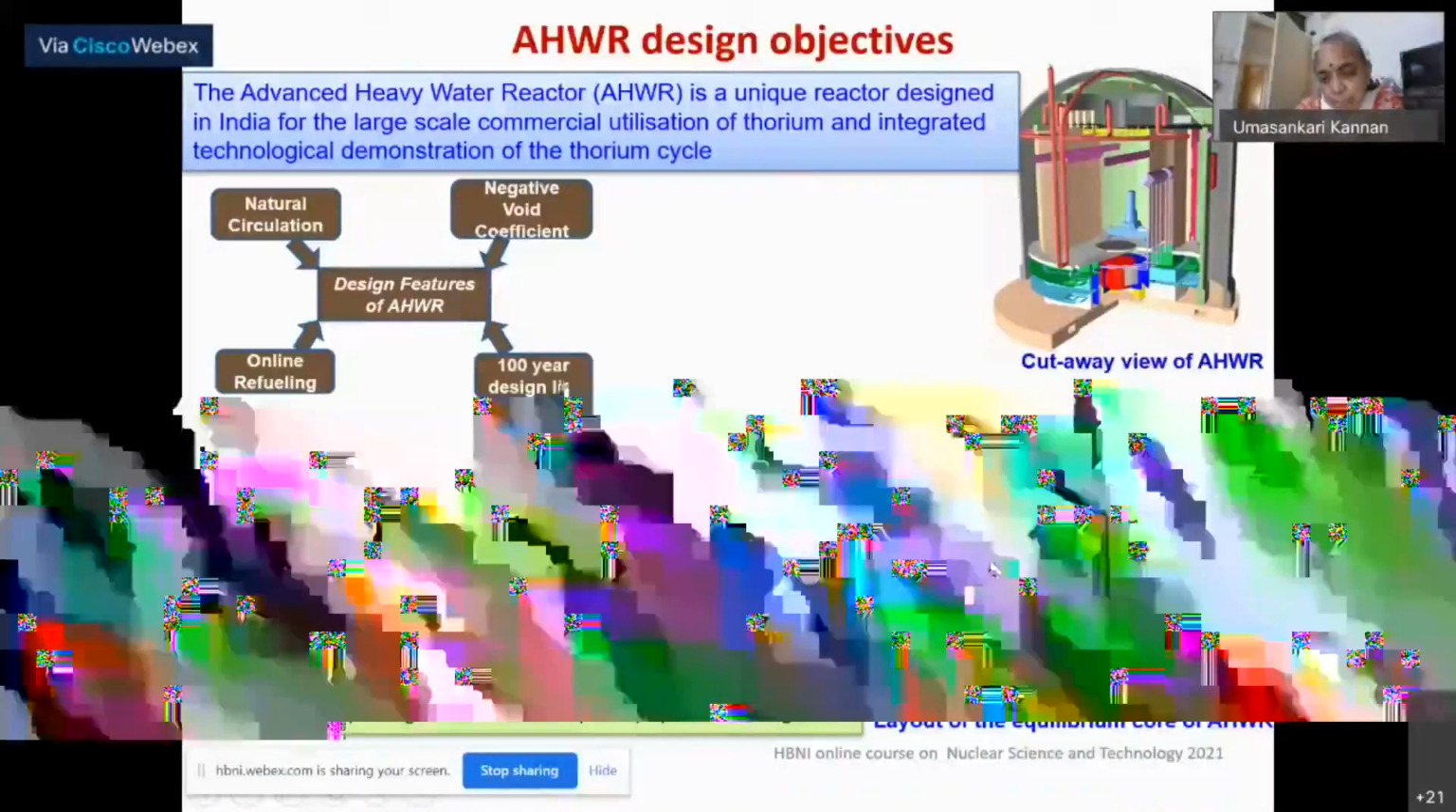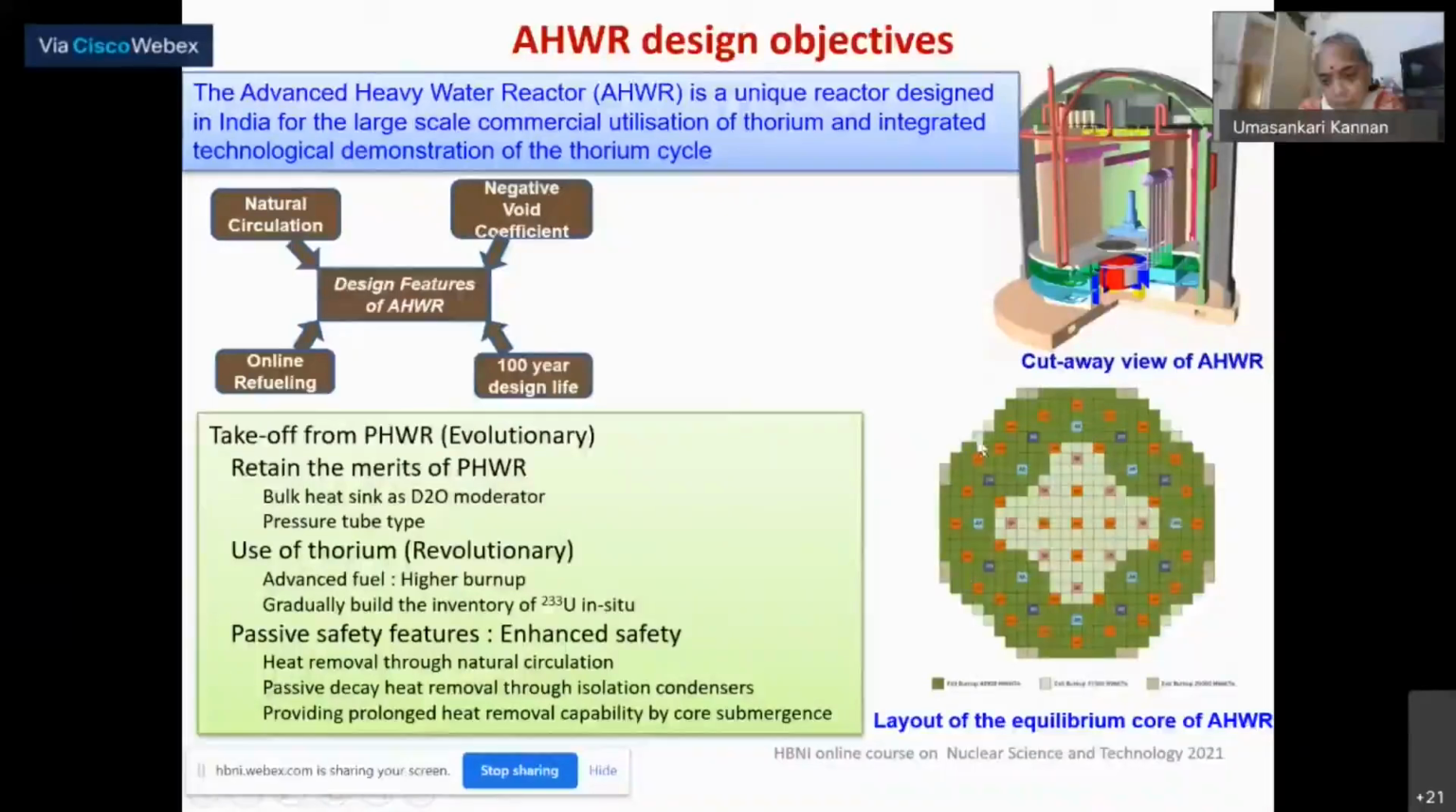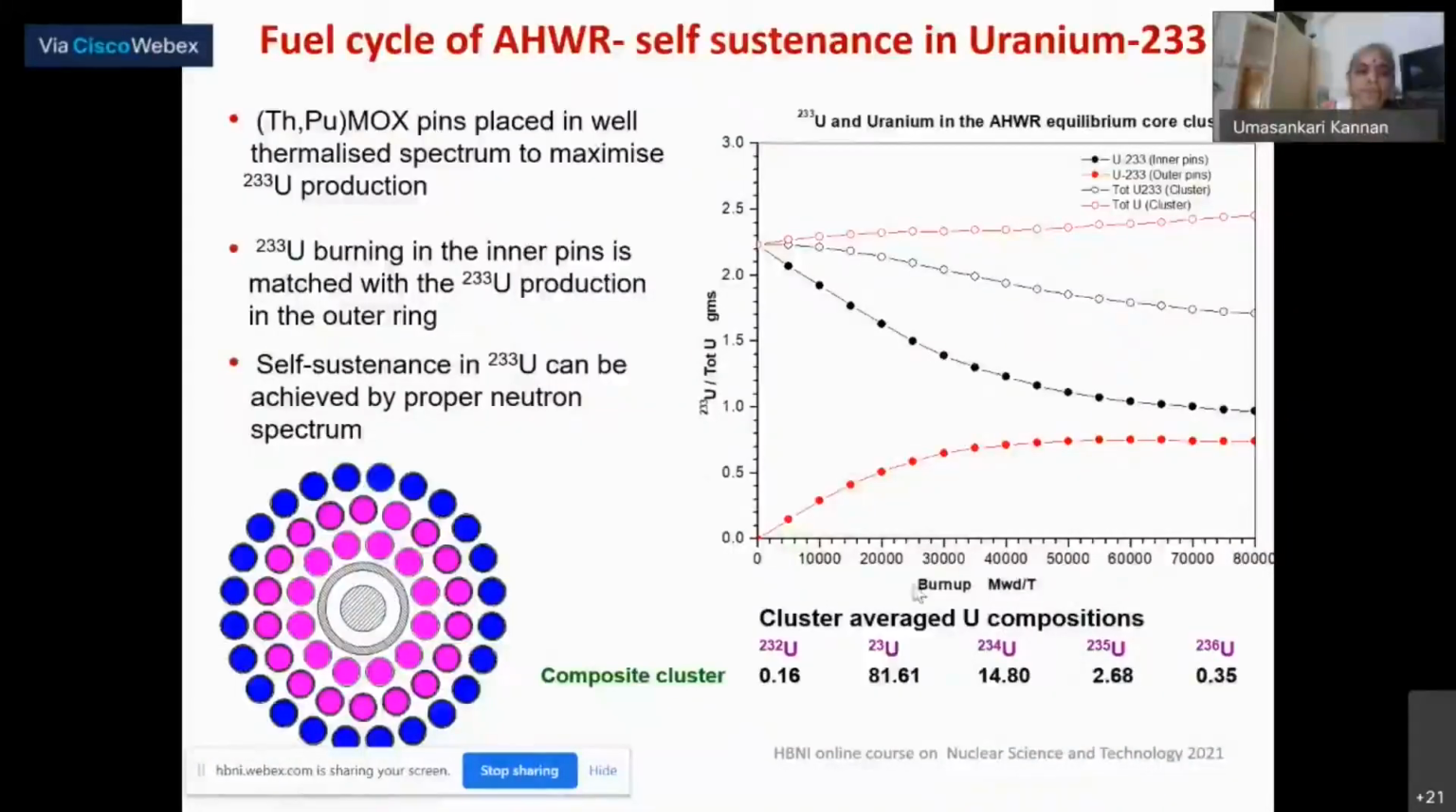We have two distinct burn-up zones. This is a high burn-up zone and this is a low burn-up zone. There are different burn-up zones here also, but I'm just telling you it's called multi-zone so that we get the proper flux or power distribution. This is how the fuel cluster looks like in an AHWR. The inner pins are made of thorium plutonium and the outer pins are thorium uranium-233, and in the inner pins the uranium-233 will get depleted.